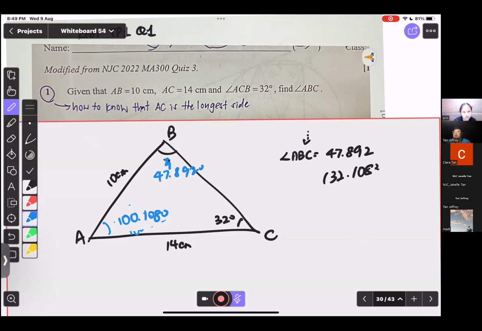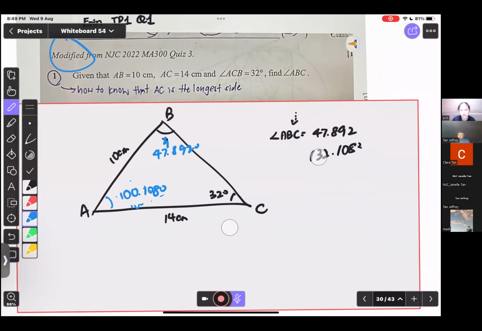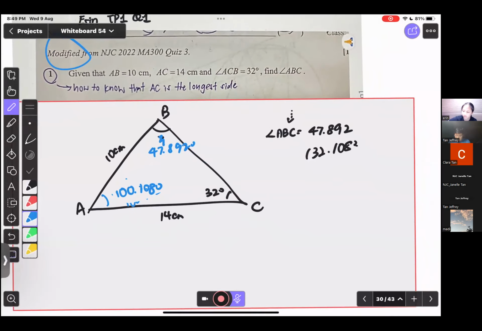Can I get back to you? I don't know because it's modified, so I don't know whether there is any information missing or not. There could be a part that's missing, that they never mentioned. Let me go and check the test paper again. This is the 2022 quiz, right? I'll get back to you on this one. I feel something is missing.